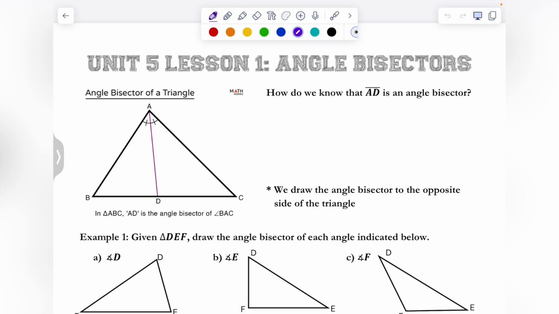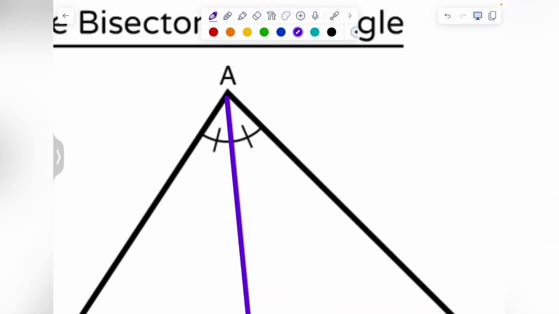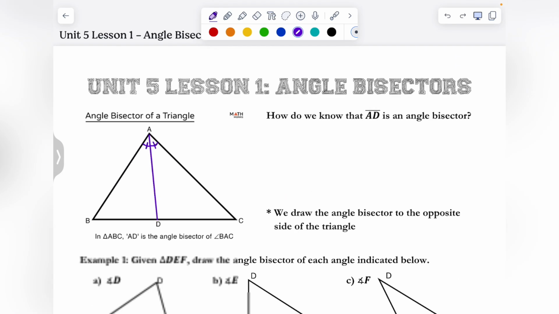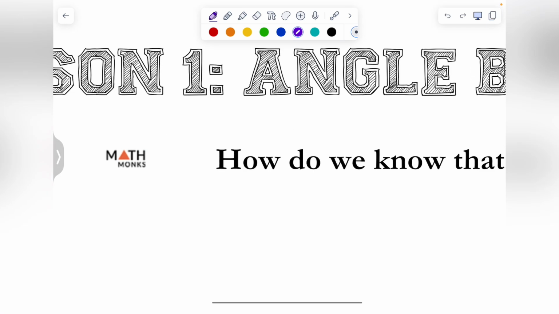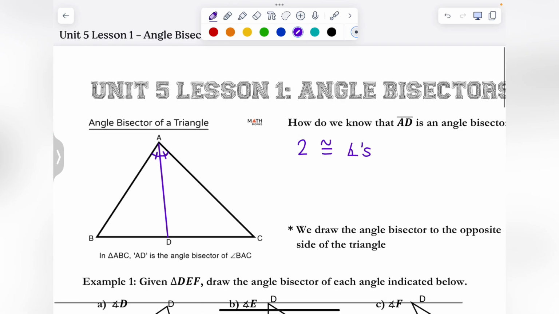So an angle bisector is a segment that literally cuts an angle in half. You can see that these angles are marked congruent because this big angle has been cut into two congruent pieces. Therefore, it has been bisected. We already know this. We've learned this before. How do we know if AD is an angle bisector? We know it if there's two congruent angles, okay?